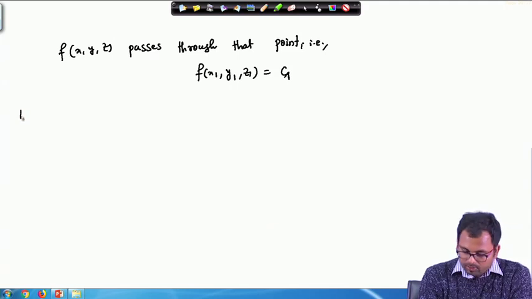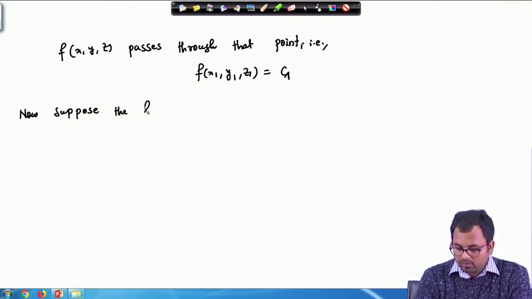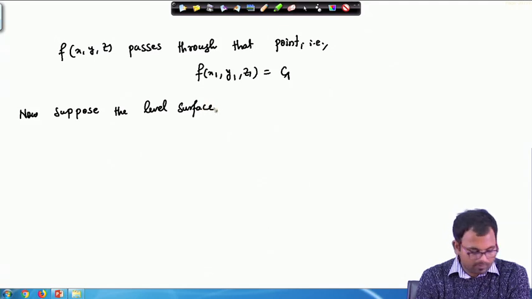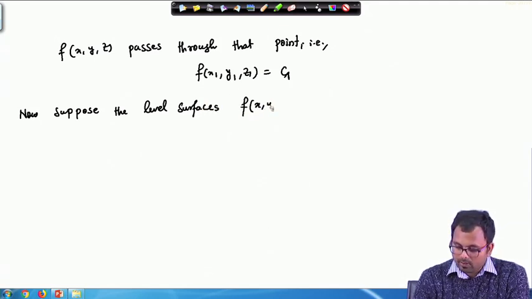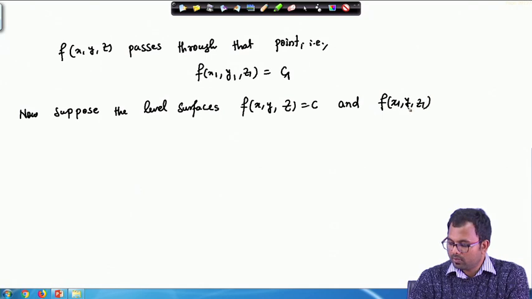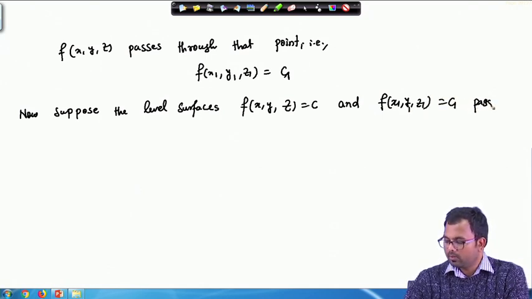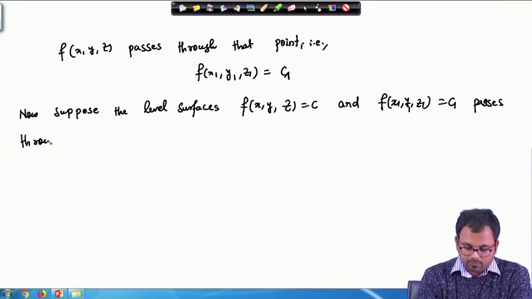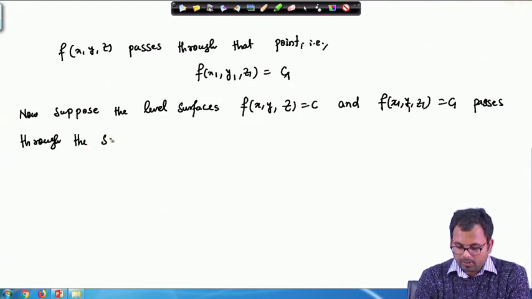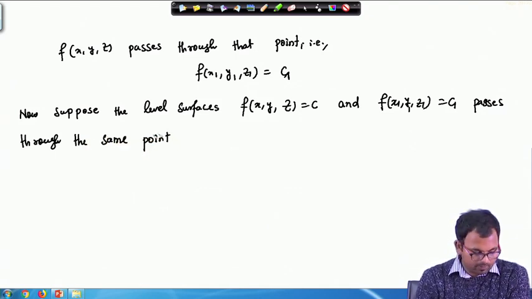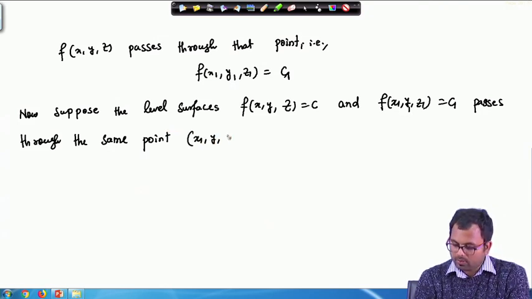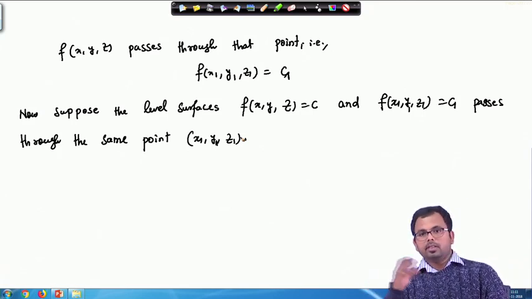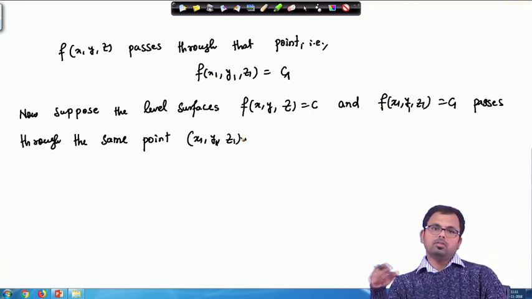Now, suppose the level surfaces f(x, y, z) equals c and f(x, y, z) equals c1 pass through the same point (x1, y1, z1). So, f(x, y, z) equals c is the equation of one level surface, and f(x, y, z) equals c1 is the equation of the second level surface, all right.